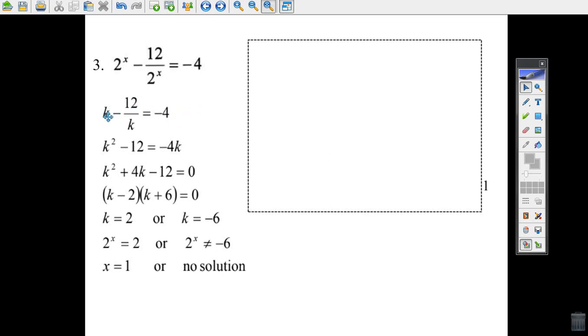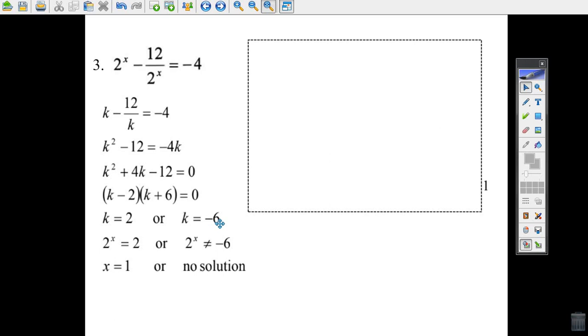If we multiply every single thing, both sides by k, it cancels here. K times k is k squared, minus 4 times k is minus 4k. Well, let's put it in standard form. We add 4k to both sides, and we've got ourselves an easy trinomial. K times k is k squared, minus 2 times 6 is minus 12, and plus 6k and minus 2k give you 4k. So we get two answers. K is 2 and k is minus 6.